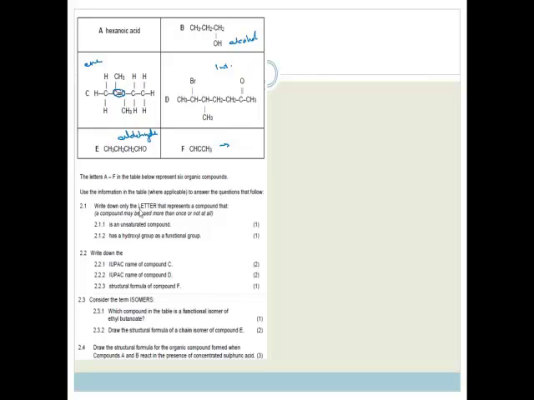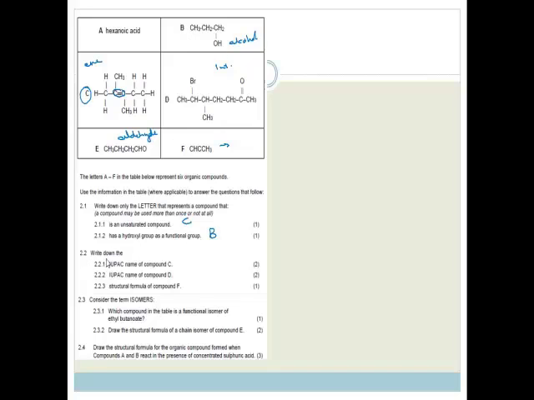Now it says, use the information in the table where applicable to answer the questions that follow. Write down only the letter that represents a compound that, and it also says a compound may be used more than once or not at all. They want something that is an unsaturated compound. Saturated is something that is single bonded, so an unsaturated one is going to be this guy, which is obviously letter C. 2.1.2 has a hydroxyl group as a functional group. There you go, that's B, our alcohol.